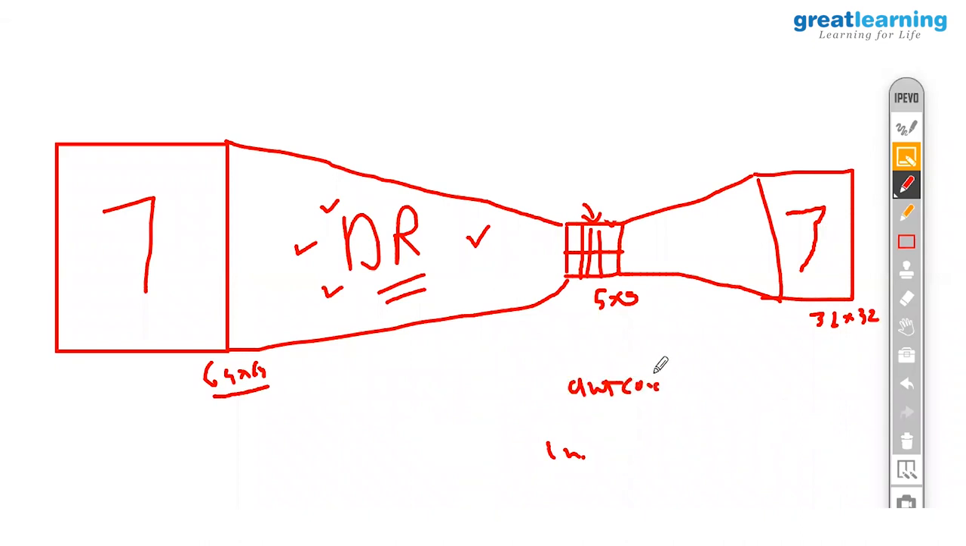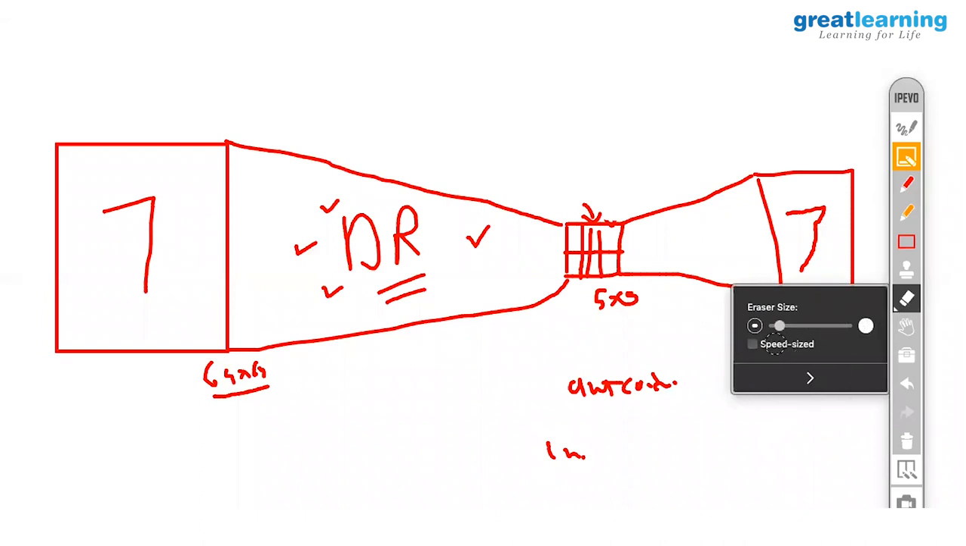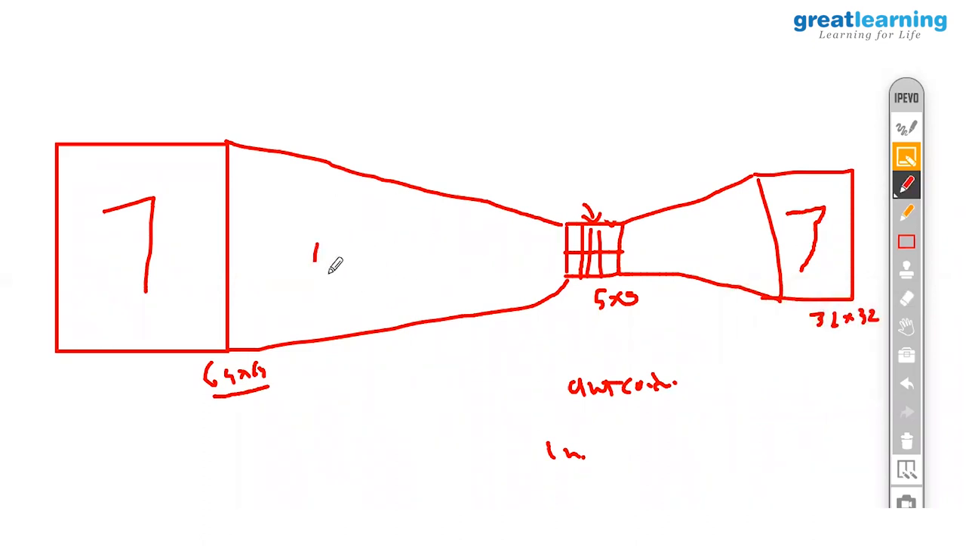I'll show you one implementation today also. But on a very high level, this is how it looks. And if you ask me what is present inside these networks, there are two things. One is called encode, and one is decode.